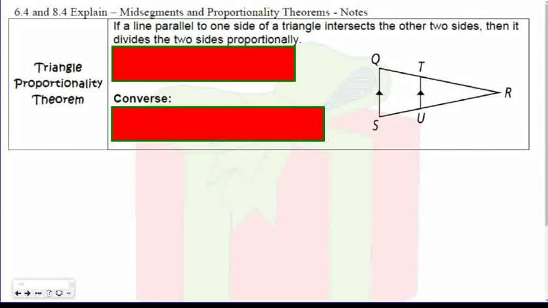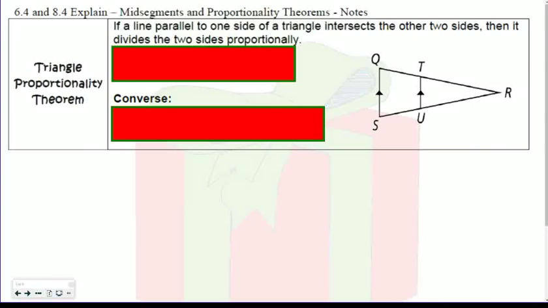All right, so now we're going to talk about the proportionality theorem. So, parallel lines and transversals, still here, okay? So, if a line parallel to one side of a triangle intersects the other two sides, then it divides the two sides proportionally. I know that sounds crazy. In other words, if you draw a line through a triangle so that it's parallel, kind of like the midsegment, okay? But this doesn't just apply to the midsegment.